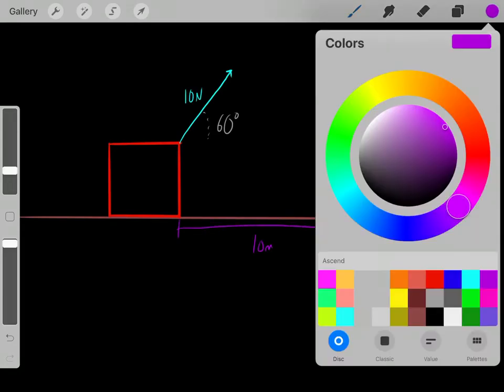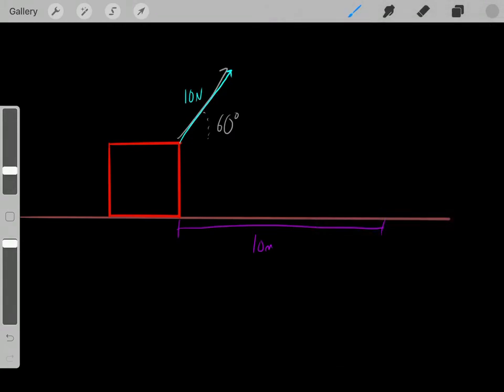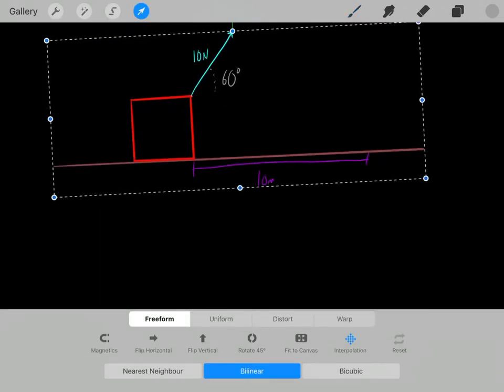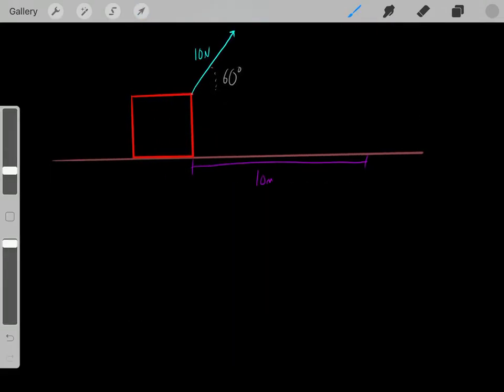So let's say, again, we applied a 10 newton force in this direction, and we keep applying that 10 newton force in this direction for an entire 10 meters. How much work has this 10 newton force done on this object? Well, again, we've already learned the equation. We've already learned work equals force times distance.